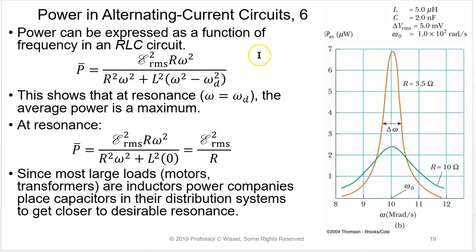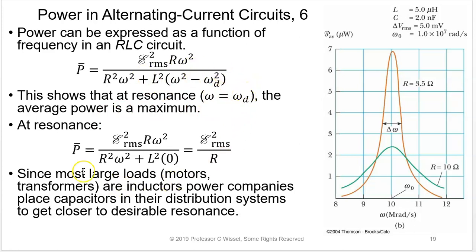So power can be expressed as a function of frequency in an RLC circuit. And we can rewrite that as power equals ERMS squared times R times omega squared divided by this factor, R squared omega squared plus L squared times omega squared minus omega D squared. This shows in a resonance where omega equals omega D, the average power is maximum because this term goes away.